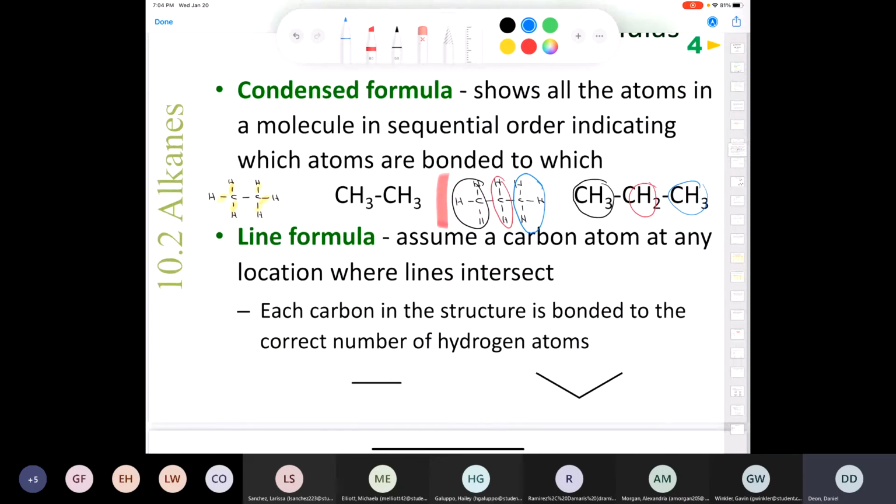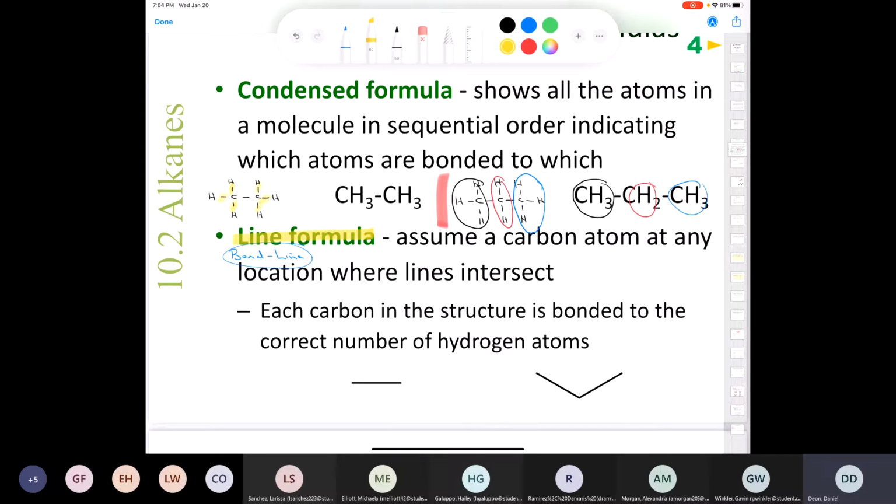Sometimes you'll hear Mr. Dion call that a bond line formula, okay? It's just what I learned when I was an undergraduate, so it's kind of stuck with me. A bond line formula or a line formula, again, they mean the same thing. Let's read the definition, okay? I'm going to read it directly off the slide.